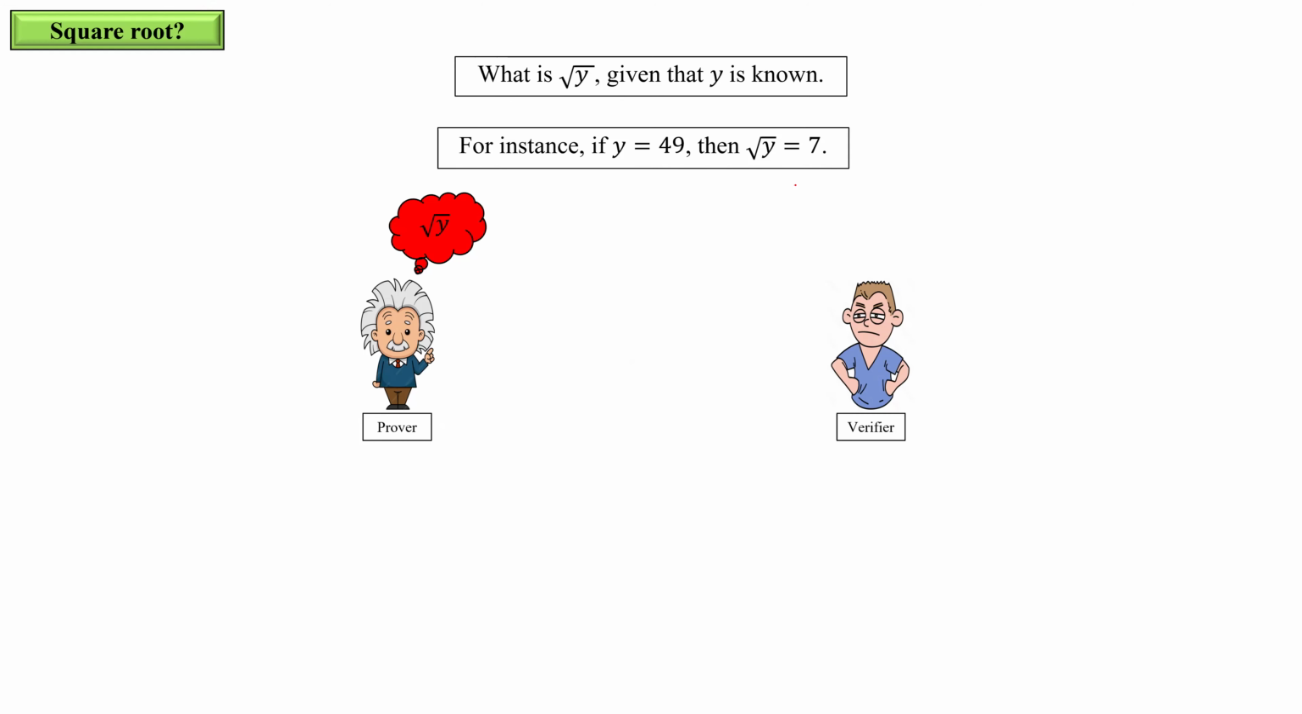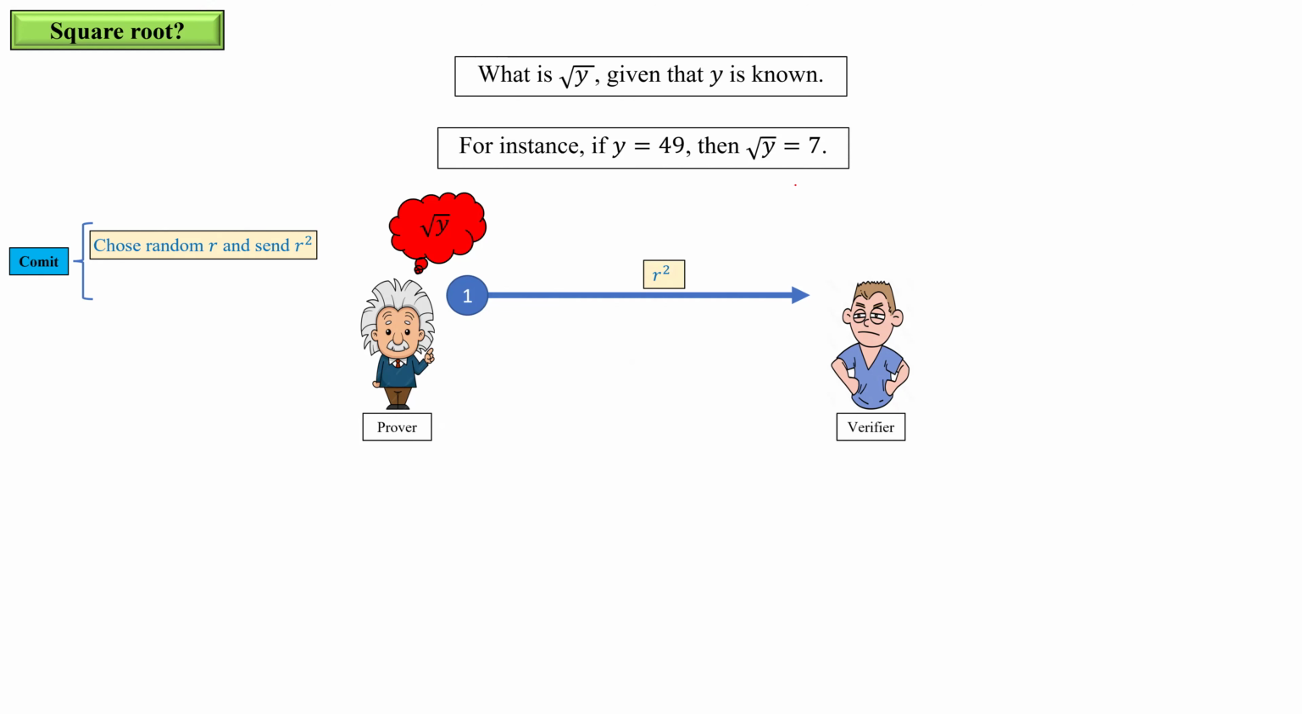To provide this puzzle, an algorithm is designed. The algorithm consists of different protocols. The first one is the commit. The commit algorithm says that the prover needs to choose a random value r and then send r to the power of 2 to the verifier. The protocol then says that in the second round, the verifier should pick a random value b equal to 0 or 1 and send it to the prover.